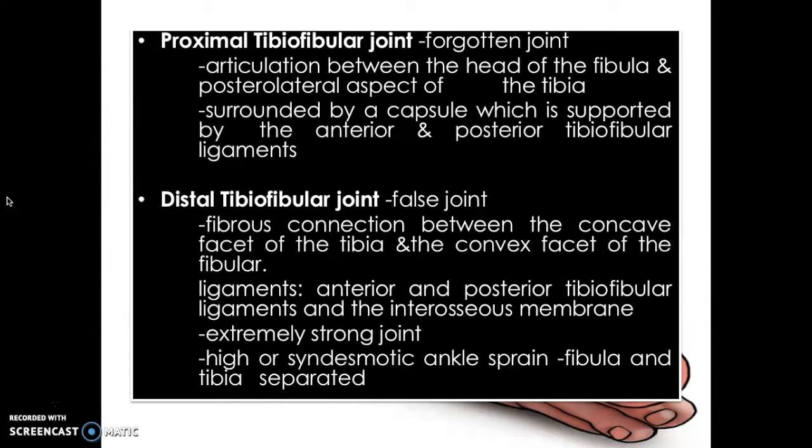So, fibrous connection between the concave facet of the tibia and the convex facet of the fibula. Hindi sila in contact with each other kasi mayroong fibroadipose tissue in between. Then, ligaments also help in stabilizing this joint. So, yun yung anterior and posterior tibiofibular and the interosseous membrane. Sila yung nag-give ng support. So, it's an extremely strong joint.